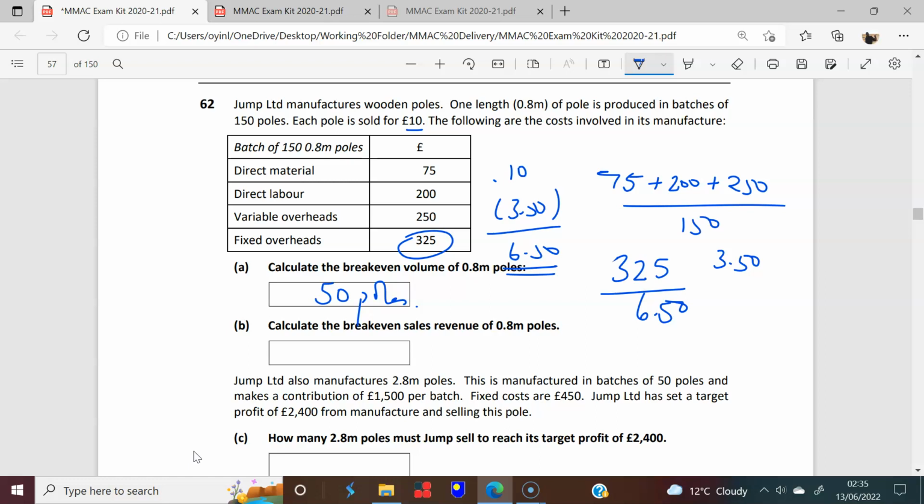Now we know, of course, that what we mean by the break even sales revenue really is the break even volume, number of poles at selling price. So that's 50 poles at £10, which is equal to £500. And that's your answer for that.